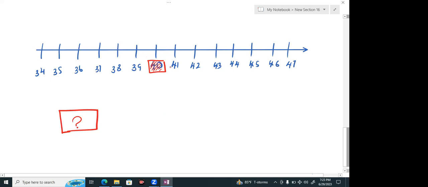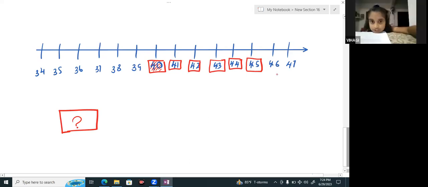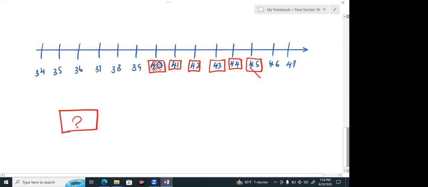So what numbers can become 40 when rounded off? 41 rounded off is 40. 42 rounded off to the nearest tens multiple is 40. When you round off 43 to the nearest multiple of 10, it is 40. 44 is also 40. 45, when rounded off to the nearest multiple of 10, is it 40 or 50? 50. It is not 40. That means we can't consider 45, because after rounding off 45 to the nearest multiple of 10, it is 50.